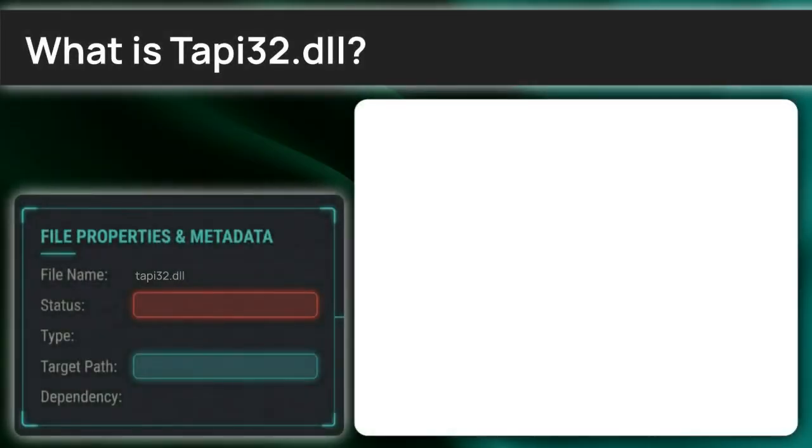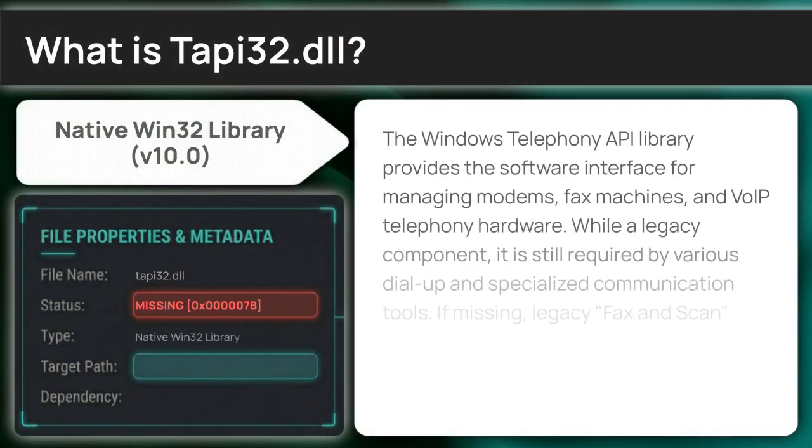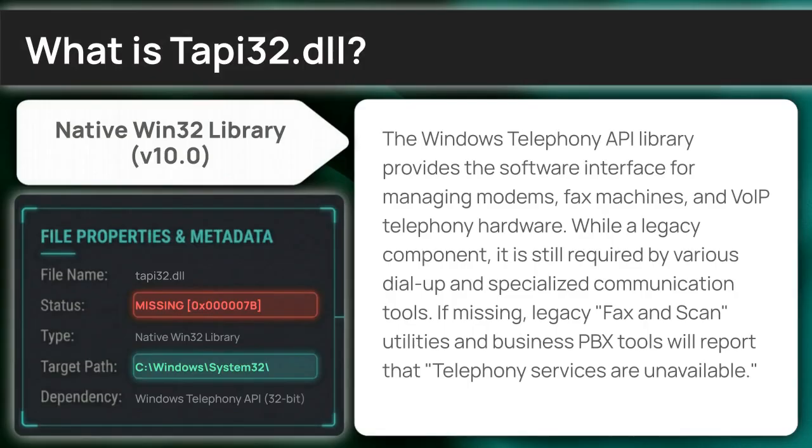This is the Telephony API 32. It provides the software interface for managing modems, fax machines, and VoIP telephony hardware. While a legacy component, it is still required by various dial-up and specialized communication tools. If missing, legacy Fax and Scan utilities and business PBX tools will report that telephony services are unavailable.